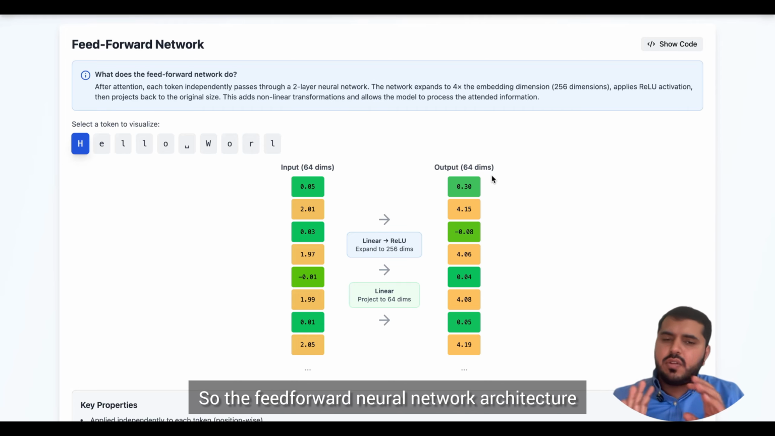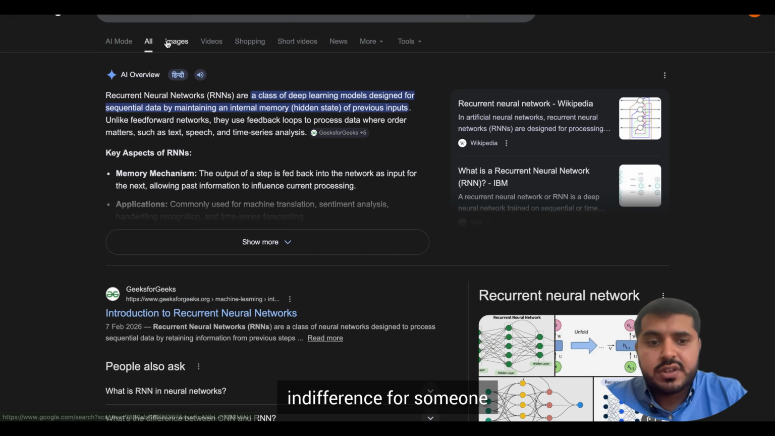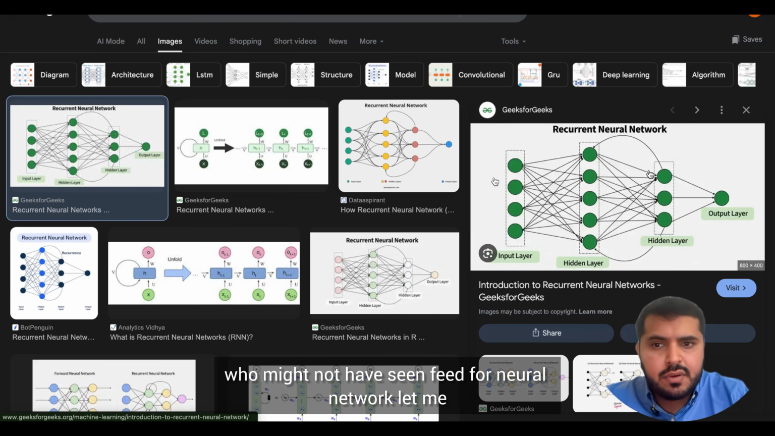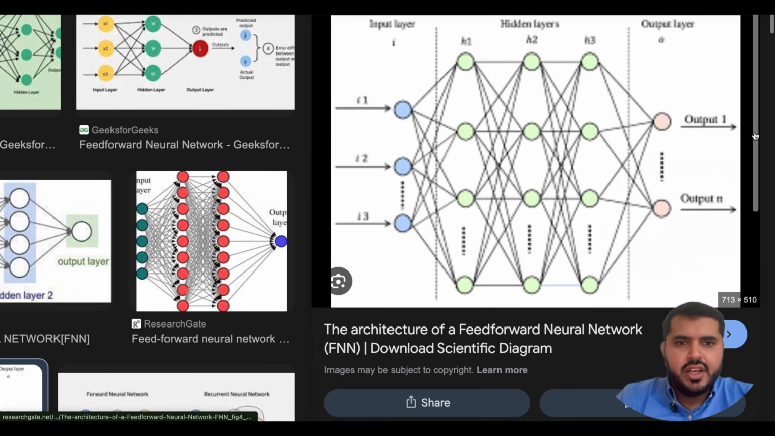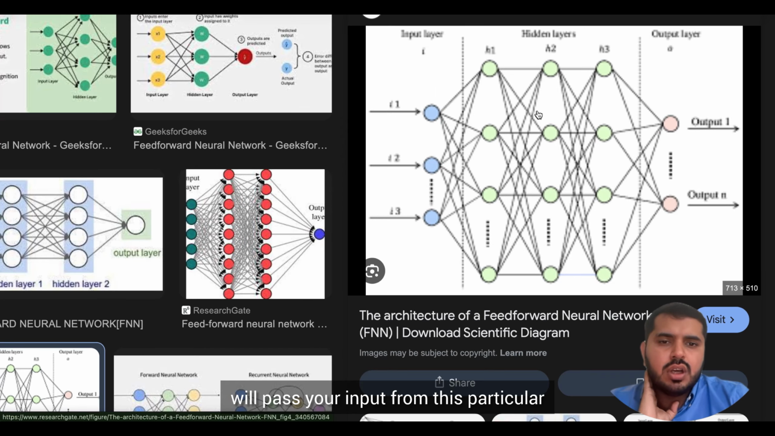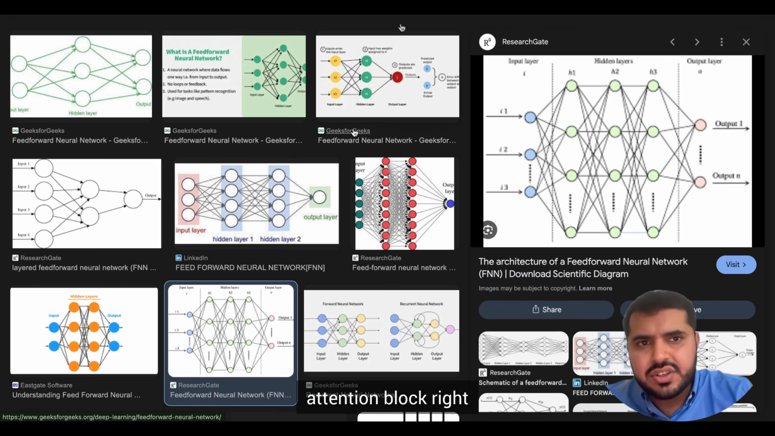That means the feed-forward neural network architecture is completely the same. It is not any different. For someone who might not have seen a feed-forward neural network, this is the architecture, right? You pass your input to this neural network after you come out of the attention block.